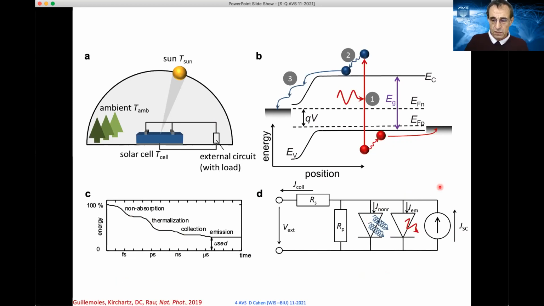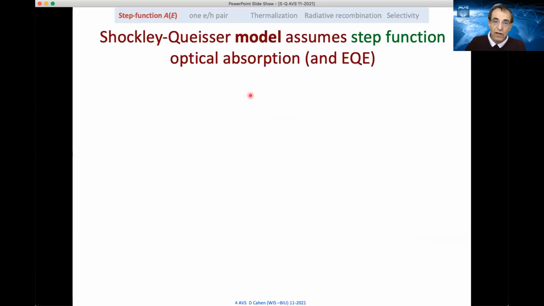The Shockley-Queisser model is one model with clear assumptions, and it has been very useful to set limits. It has also spurred on people to try to find ways around it, and we'll talk about that. So now let's start with some of the assumptions.